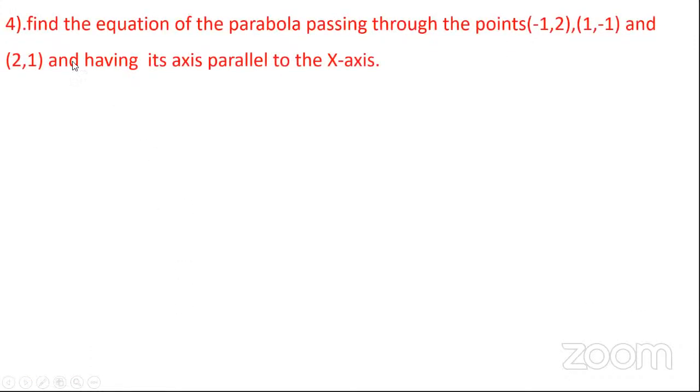Now, we shall find the equation of the parabola passing through the points (−1, 2), (1, −1) and (2, 1) and having its axis parallel to the x-axis. Observe that, children, three points on the parabola are given. The other important condition is that the axis of the parabola is parallel to the x-axis. When the axis is parallel to the x-axis, how will the figure be, children?